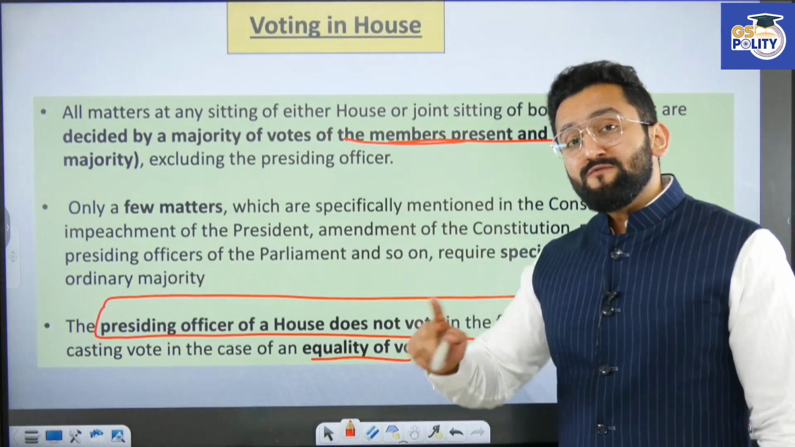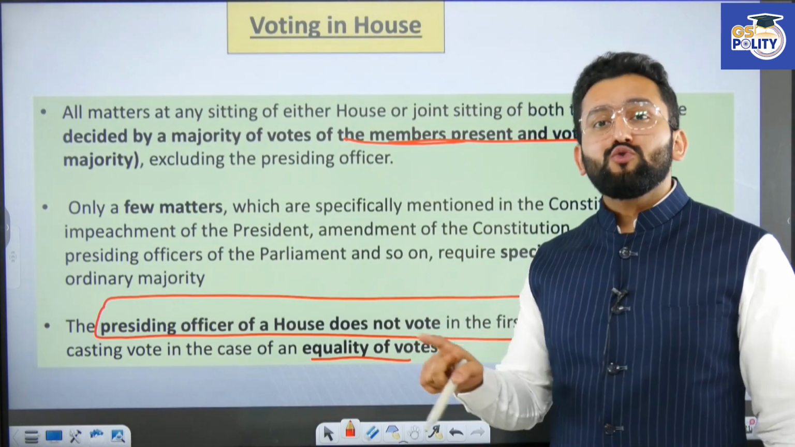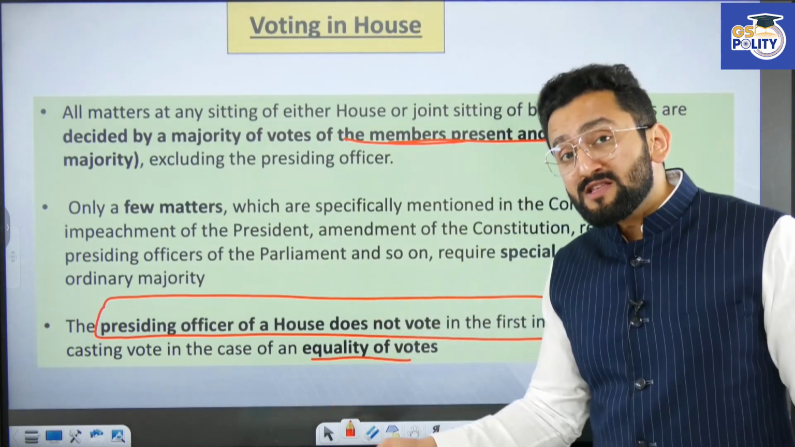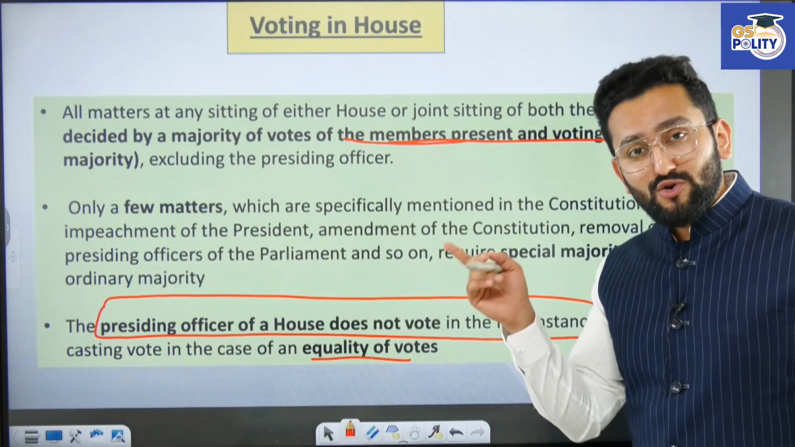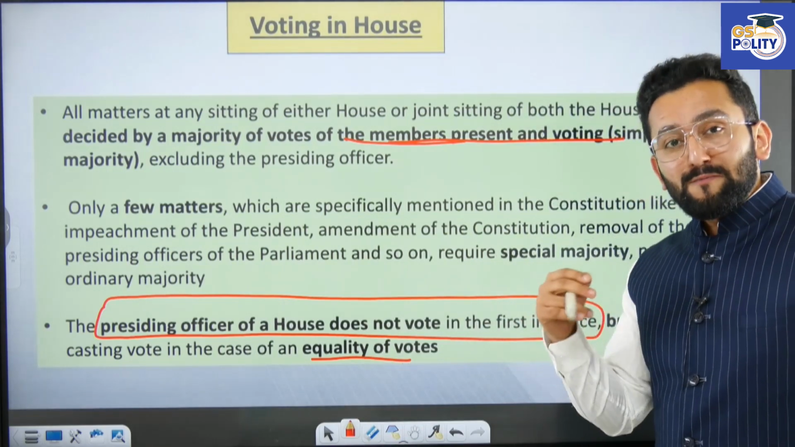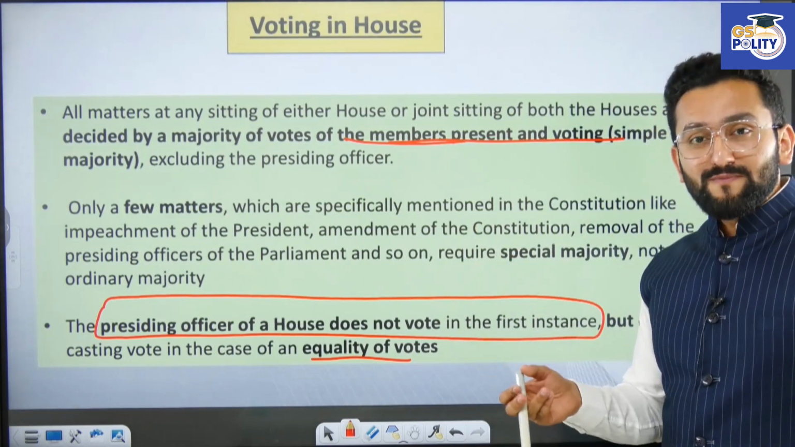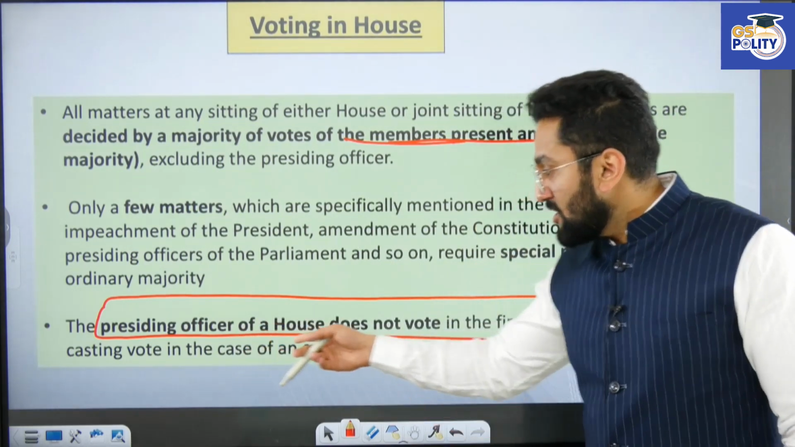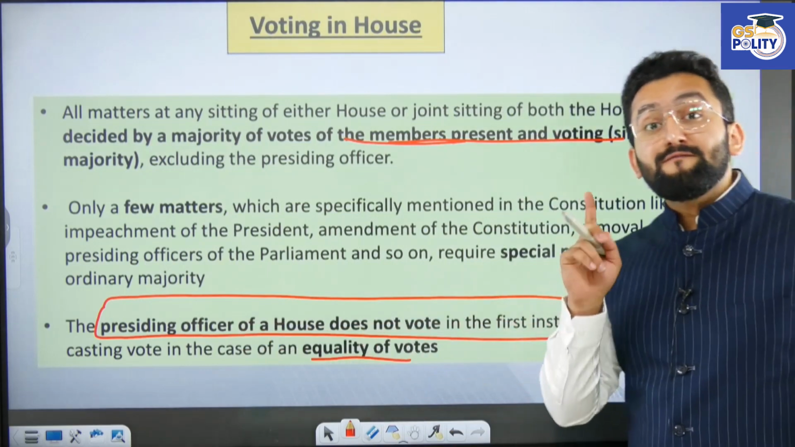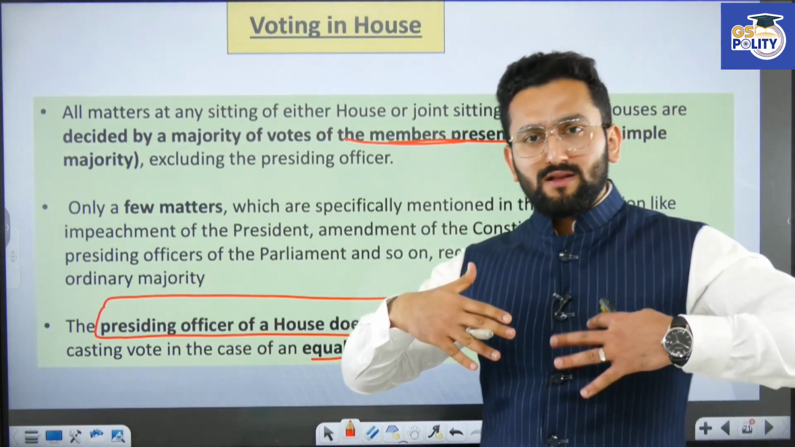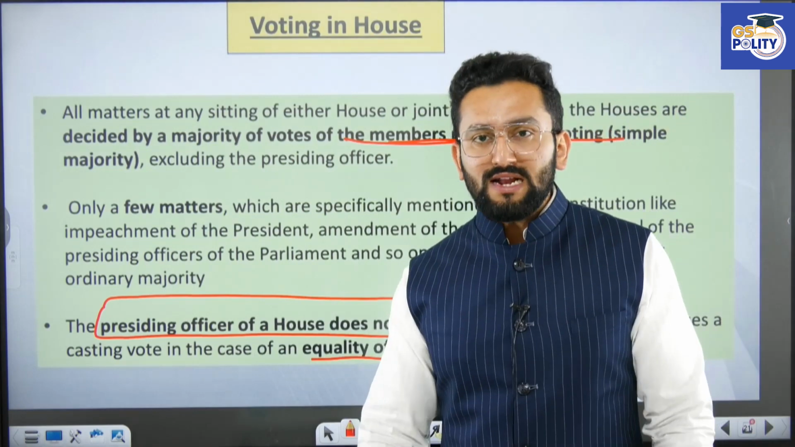Although in one of my previous Lakshmikant series videos, I told you the difference between different kinds of majorities, special majority, absolute majority, right? Then effective majority, right? The presiding officer of the House does not vote in the first instance. Whoever is presiding, that person needs to be neutral, right?